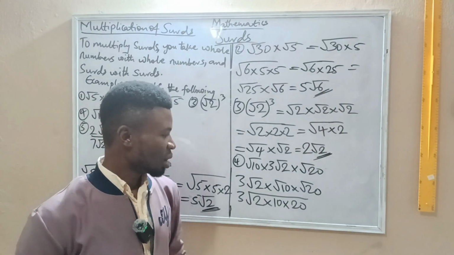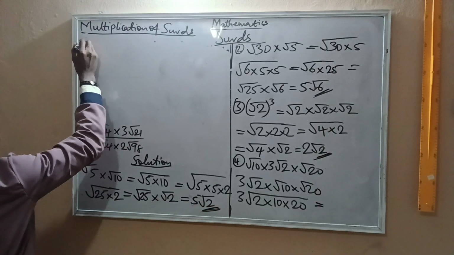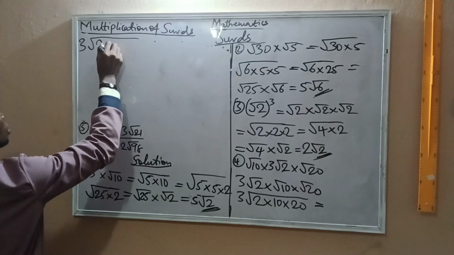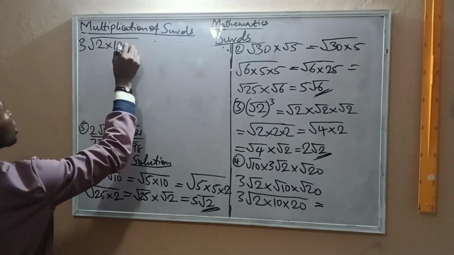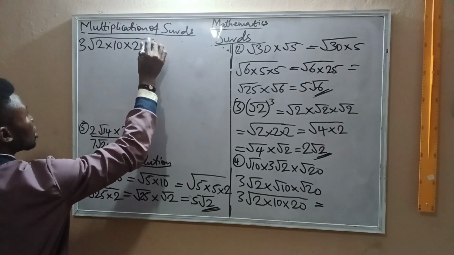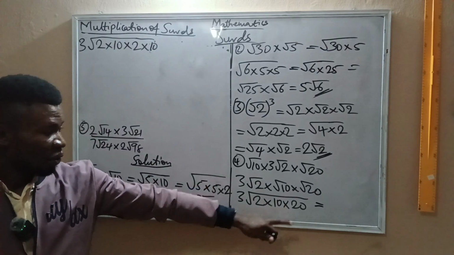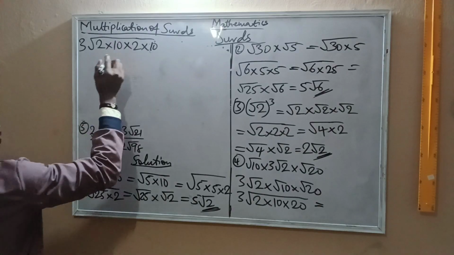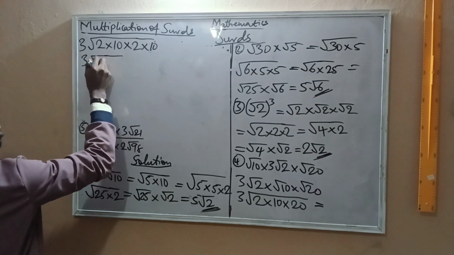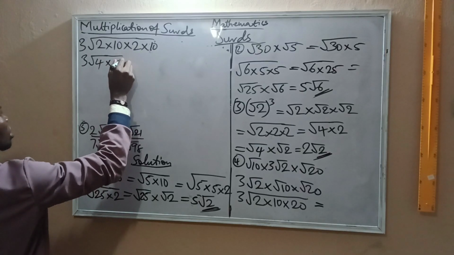So that when we multiply that 2 with this 2, it's a perfect square, and that 10 with this 10 is another perfect square. So that is equal to 3 surd 2 times 10 times another 2 times 10. This 2 times 10 is from that 20. So from here now we have 3 surd 2 times 2 is what? 4. 4 multiplied by 10 times 10 is 100.